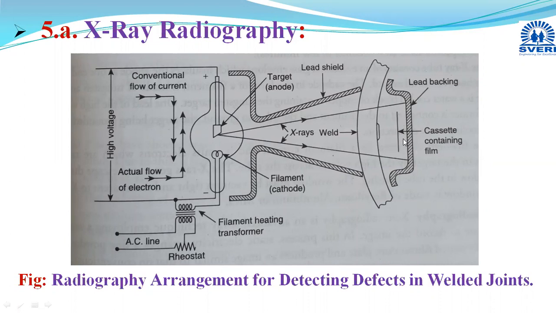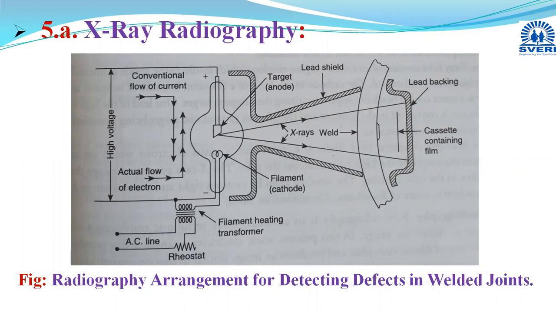This is X-ray radiography. In X-ray radiography, at one time only one component can be inspected. Now there is a newer, developed form of X-ray radiography, termed xeroradiography. This is one more term.